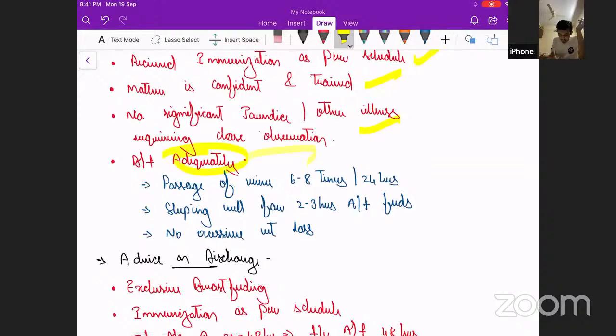How do we see for adequacy of breastfeeding? The baby needs to pass urine 6 to 8 times per 24 hours. After breastfeeds, the baby needs to sleep comfortably for 1 to 3 hours, and there should be no excessive weight loss. That is, within the initial 1 week to 10 days of life, weight loss should be less than 10%.